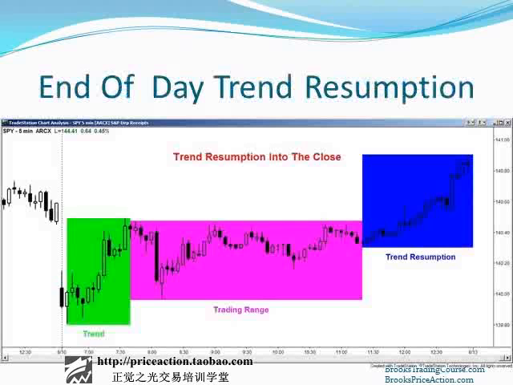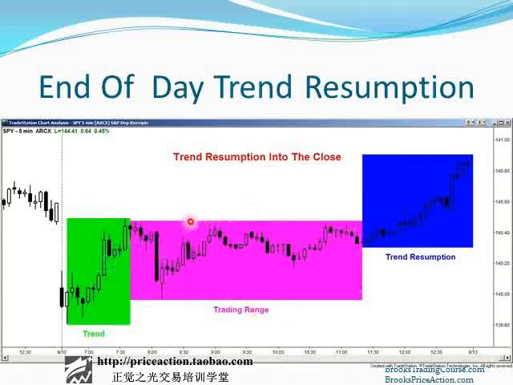Here's an example. So the opening range this day was small. Trading range in the middle of the day lasted about 4 hours, and then there was some trend resumption in the final 90 minutes. So we had a bull trend, sideways, and then a bull trend. So we have trend resumption into the close. Today I'm talking about this pink area, the middle part of the day.